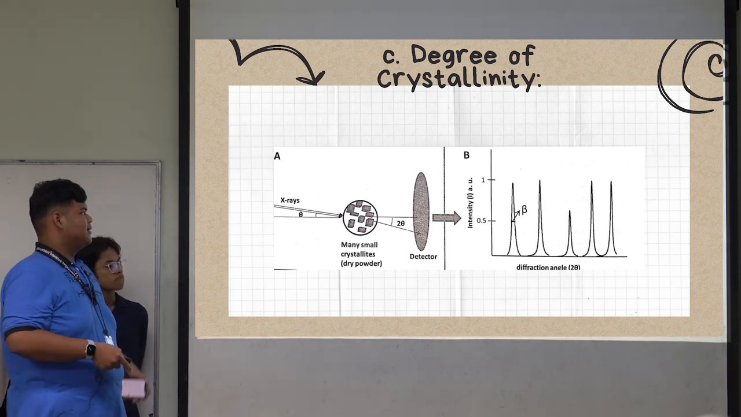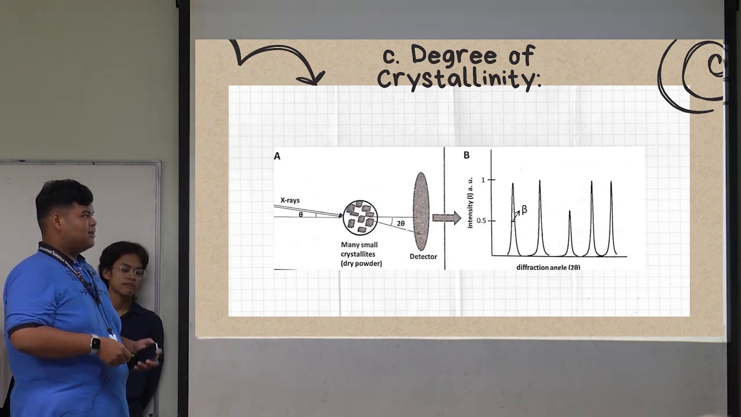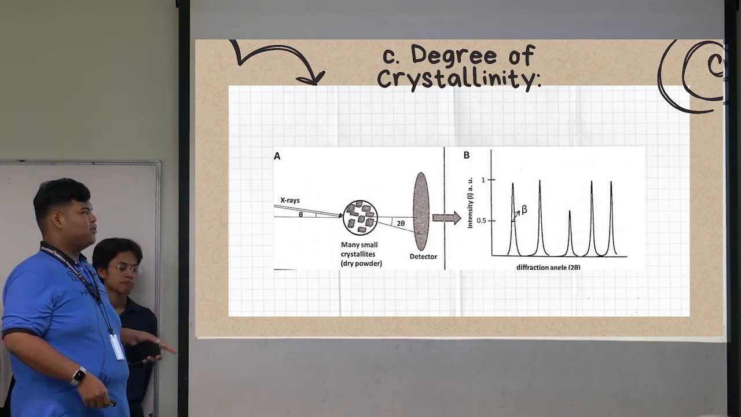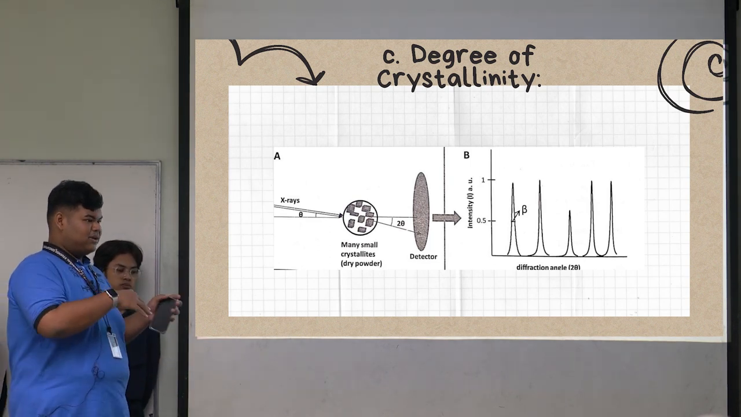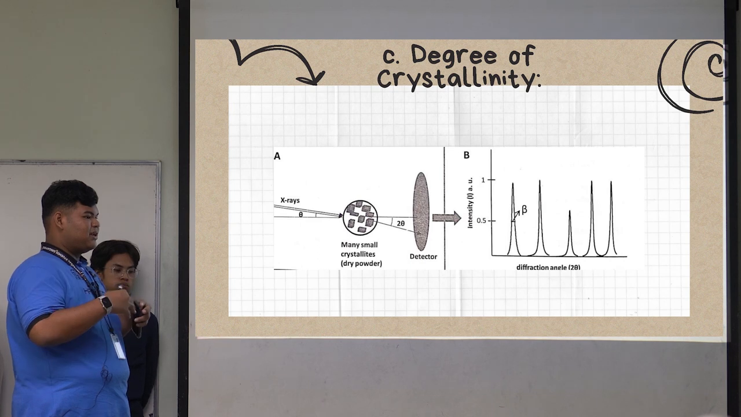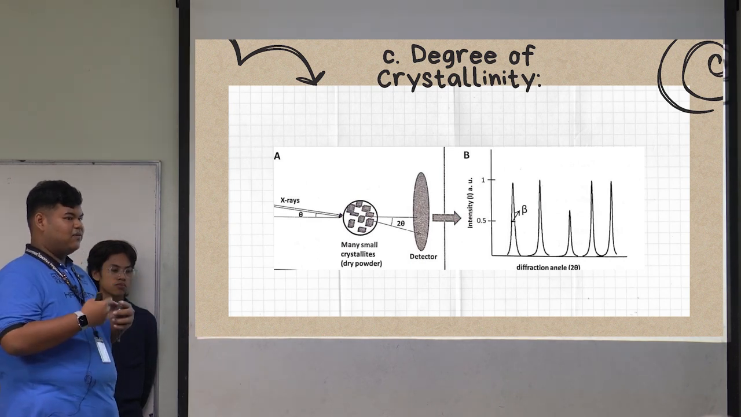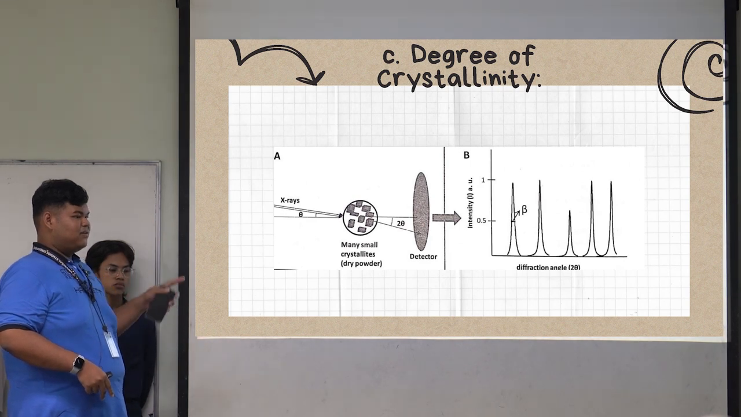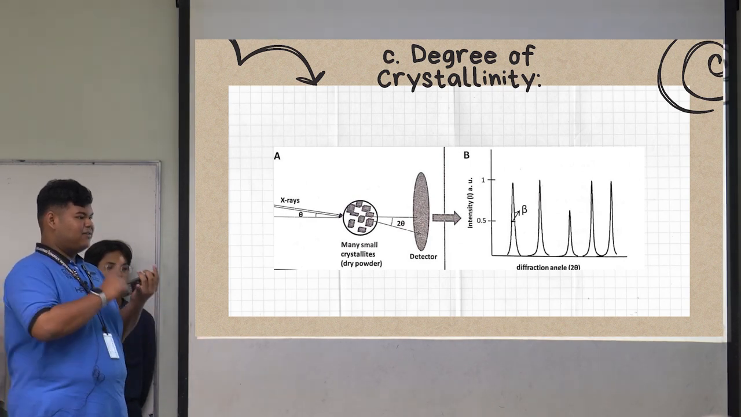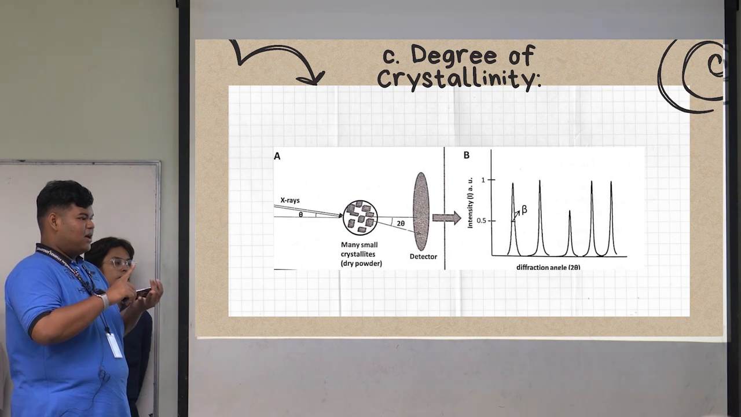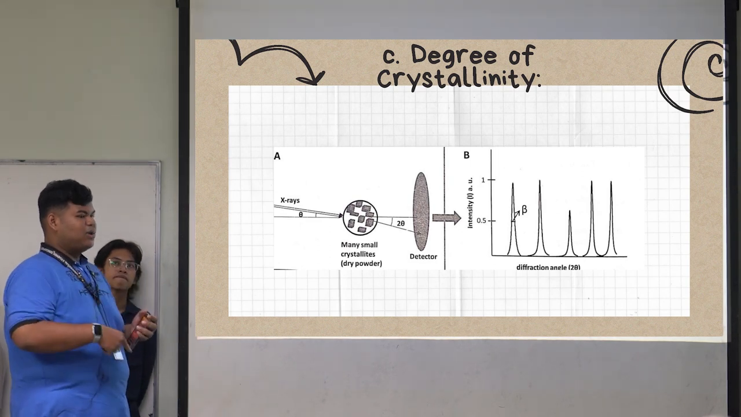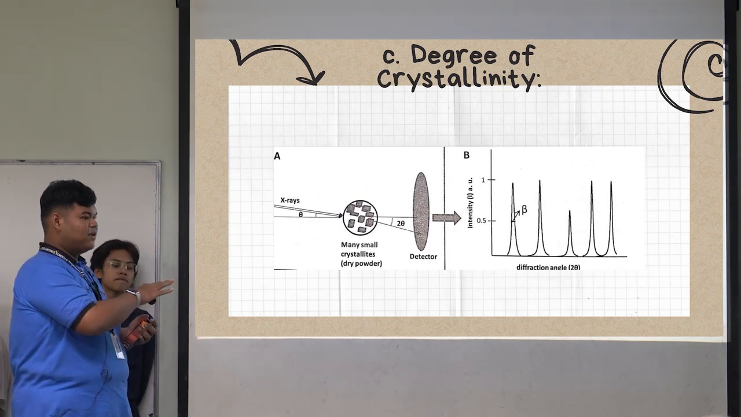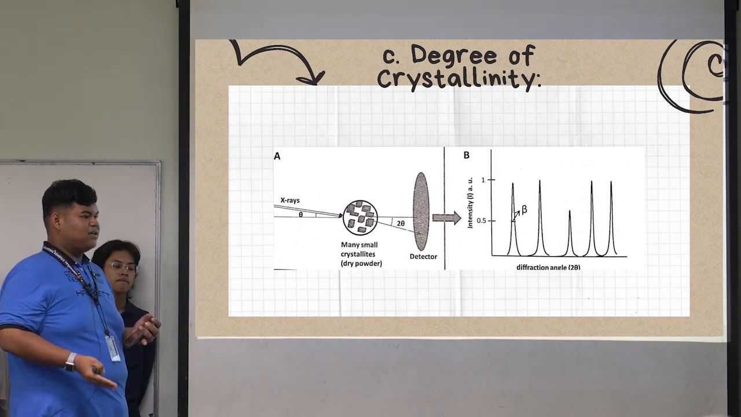Degree of crystallinity. Degree of crystallinity is very important because just now they already get the shape and the size of the arrangement. In the material, we have crystalline and amorphous phase. X-ray diffraction will only react to the crystalline phase, as amorphous will not give any reaction.